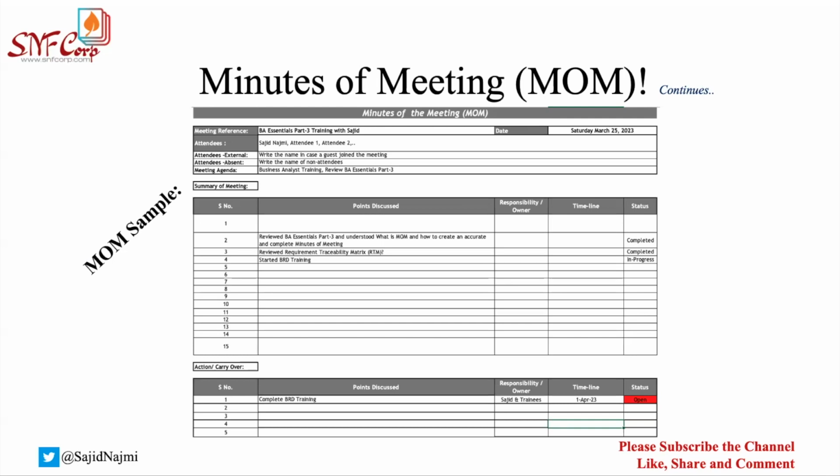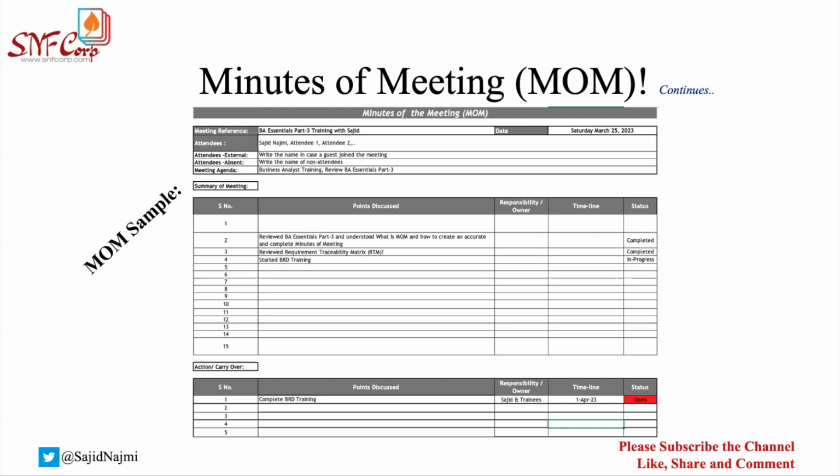If you carefully see, the very first thing I have written is a meeting reference. This could be a number as well. This could be some sentence as well. This is just a reference so that everyone is aware, and you or anyone who is looking at this note should be able to know what the reference of that meeting was. So let's say we have to write one MOM for the 2 days training session that we are doing. So what should be the reference? I have written BA Essentials Part 3 training with Sajid.